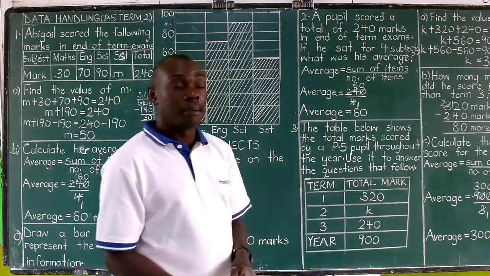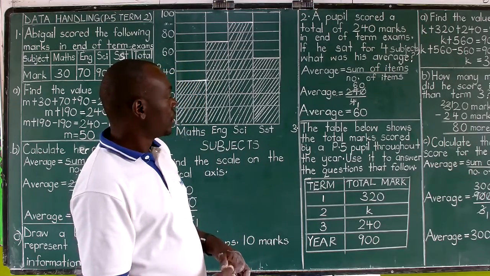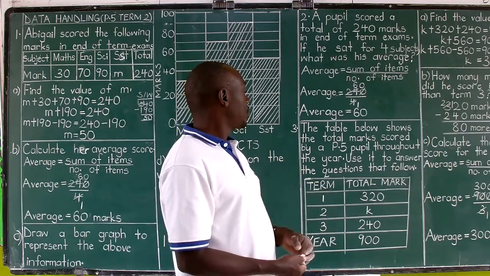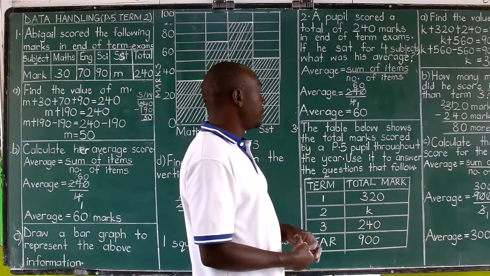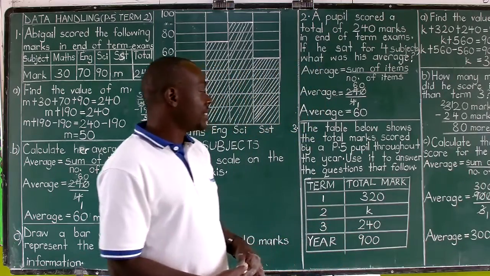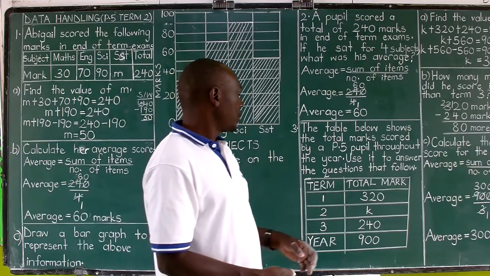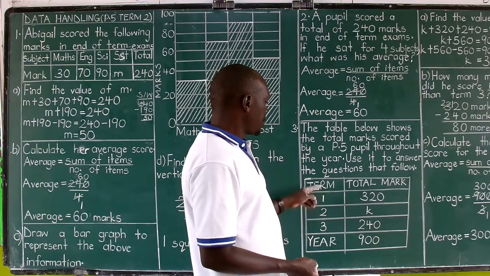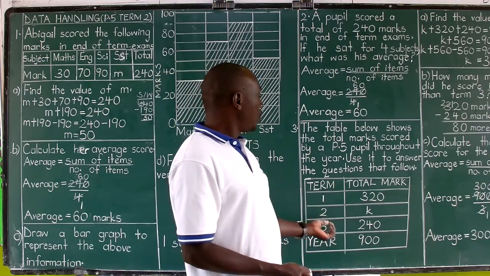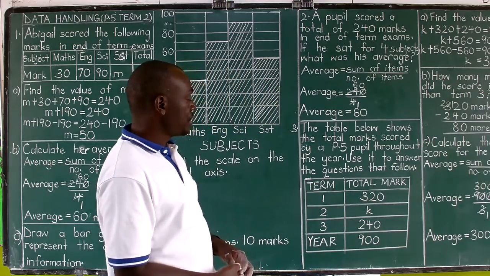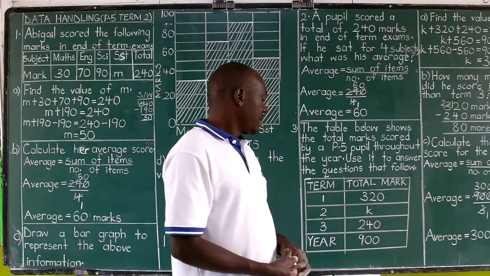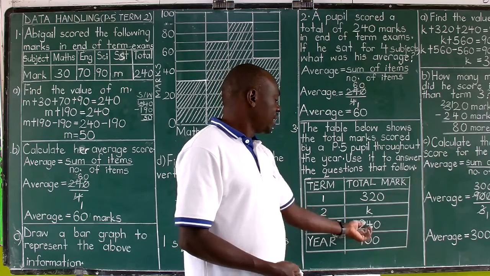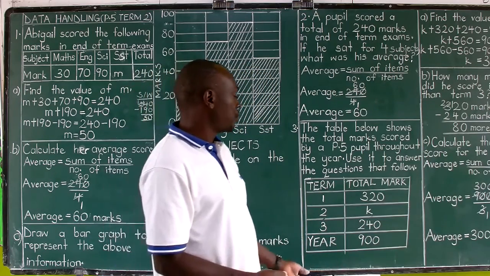So that's how we answer a question written in this form other than the other form. As we go to example number 3, which will conclude our summary here about data handling. The table below shows the total marks scored by a P5 pupil throughout the year. Use it to answer the questions that follow. So we've got the marks for the 3 terms, term 1, term 2, and term 3. In term 1, this pupil scored a total of 320 marks, in term 2, the marks hidden in K, and in term 3, a total of 240.